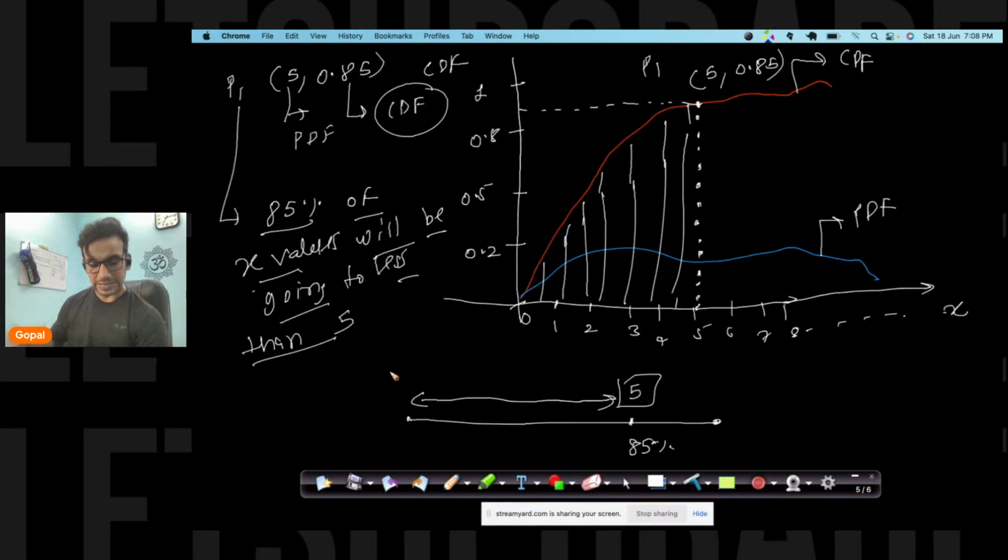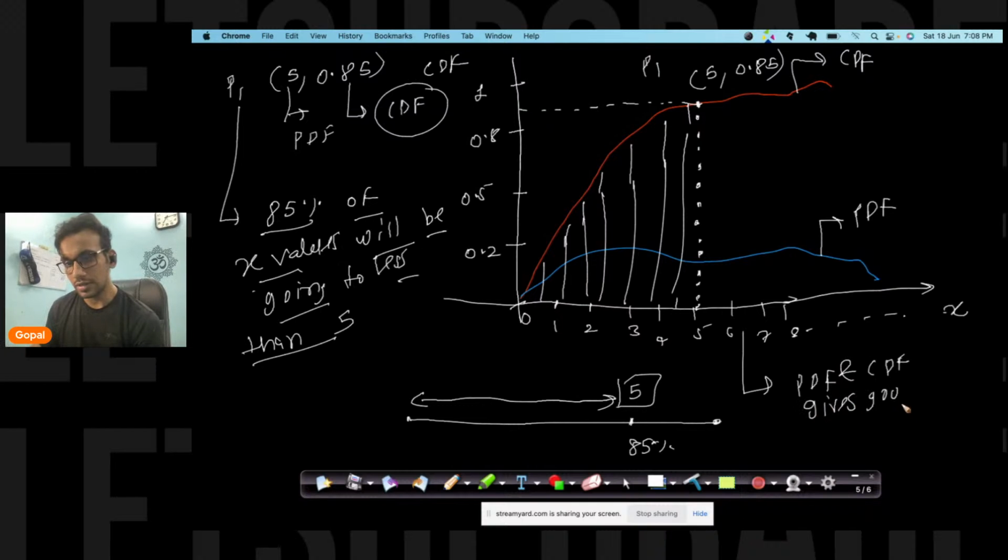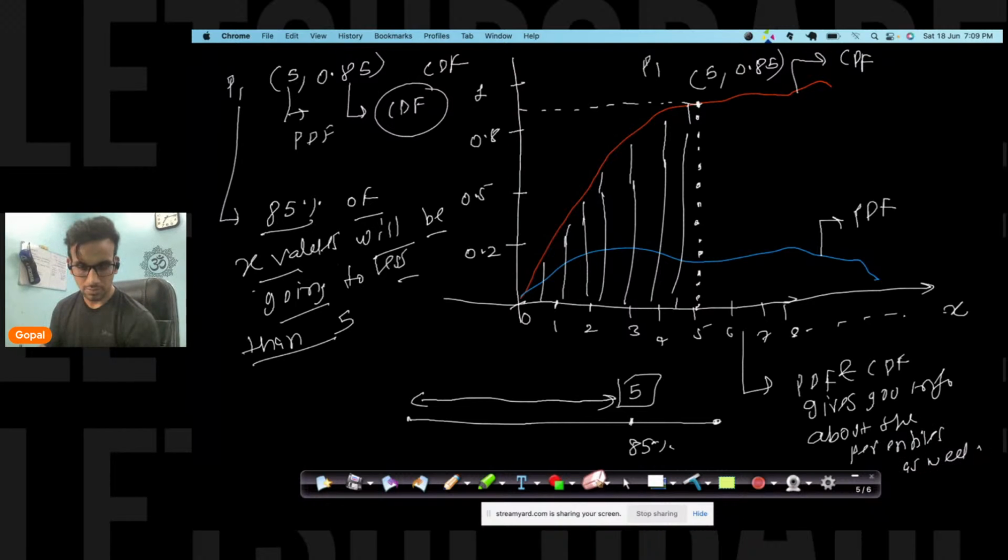So your PDF and CDF also give you information about the percentiles as well. Okay, so that's how powerful PDF and CDF are.